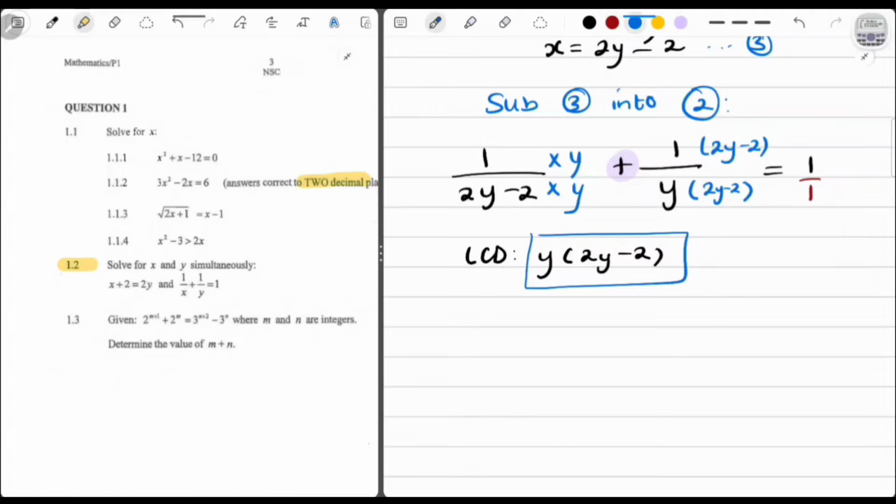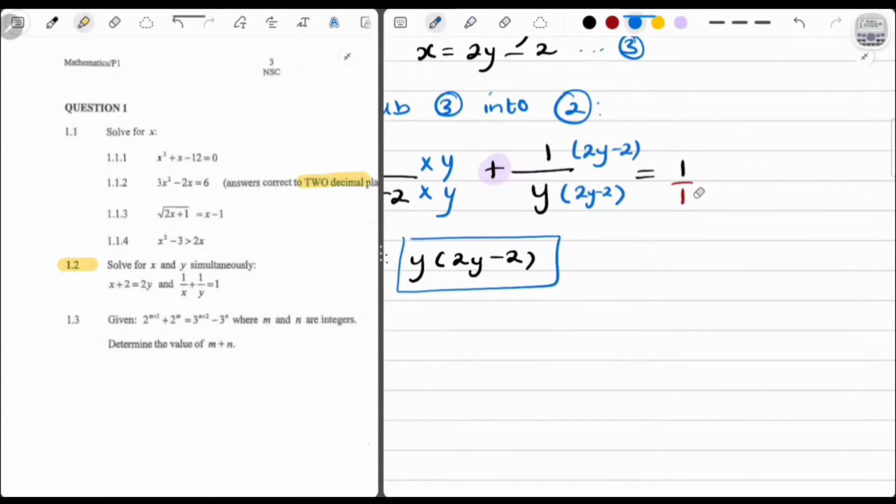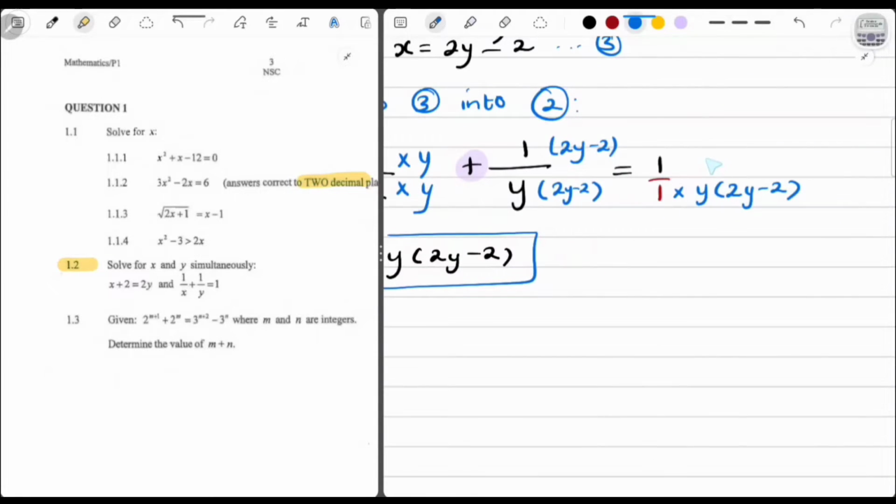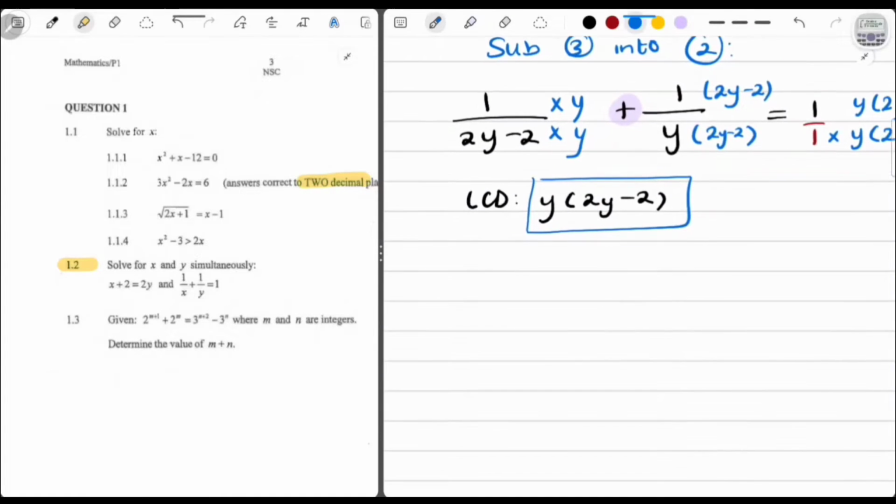And so if you also wanted to make sure that it has the same common denominator, as you can see, it just has a 1. So the only way to do that is to multiply it by y times 2y minus 2, so that its denominator is actually that. That's what the lowest common denominator is. It's what all the denominators of the fractions are going to become. Okay, so on top as well, I have to do the same thing. And then now this is what we have.